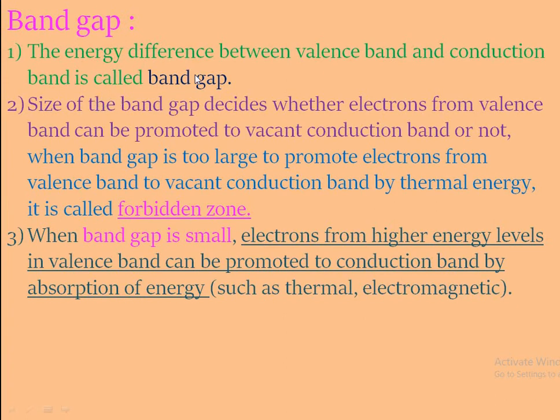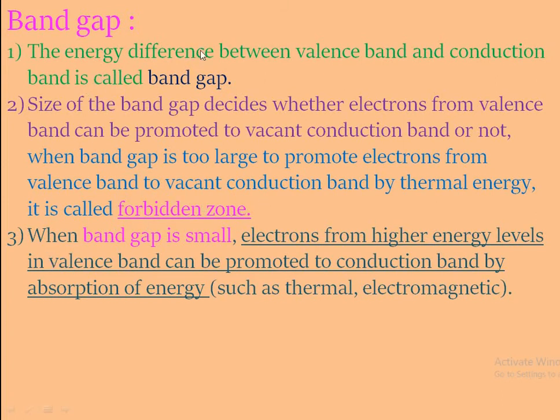Band gap. The energy difference between the valence band and the conduction band is called a band gap. The size of the band gap decides whether the electrons from the valence band can be promoted to the vacant conduction band or not. When the band gap is too large to promote the electrons from the valence band to the vacant conduction band by thermal energy, it is called a forbidden zone.